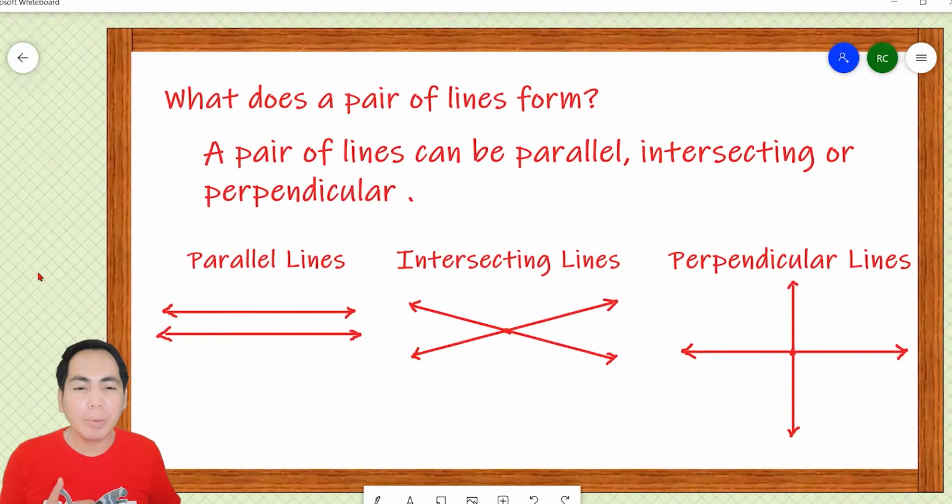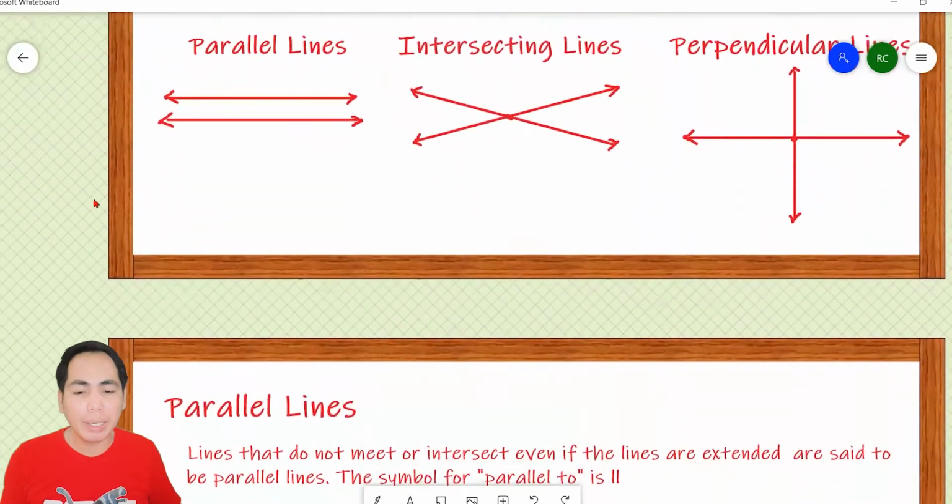What does a pair of lines form? A pair of lines can be parallel, intersecting, or perpendicular. So, these are the parallel lines, intersecting lines, and perpendicular lines. Let's start with parallel lines.